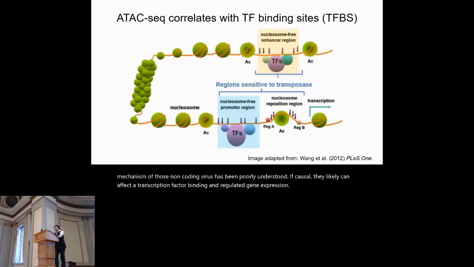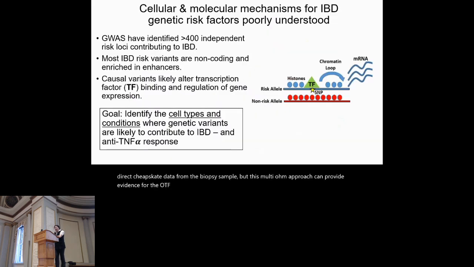As we know, ATAC-seq correlates with transcription factor binding. Even though we don't have direct ChIP-seq data from the biopsy samples, this multi-omic approach can provide evidence for TF binding. So our goal here is to identify cell types and conditions where the genetic variants likely contribute to the disease, and also the different patient responses to the therapy.